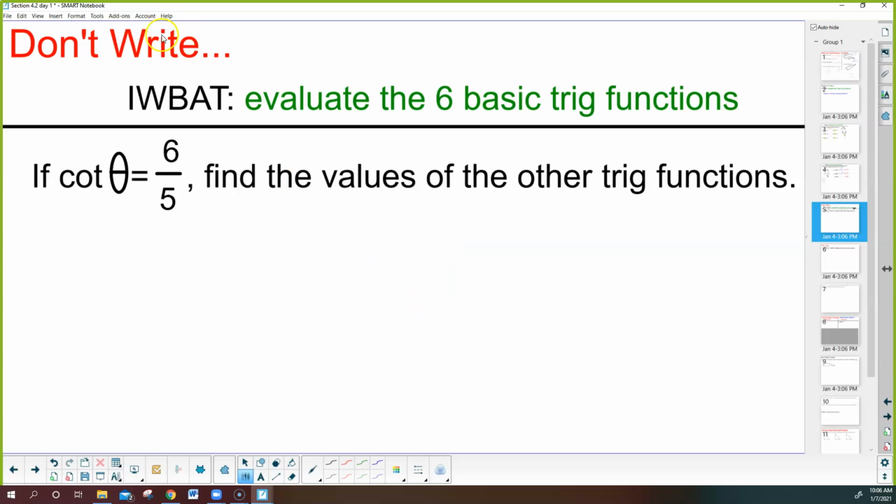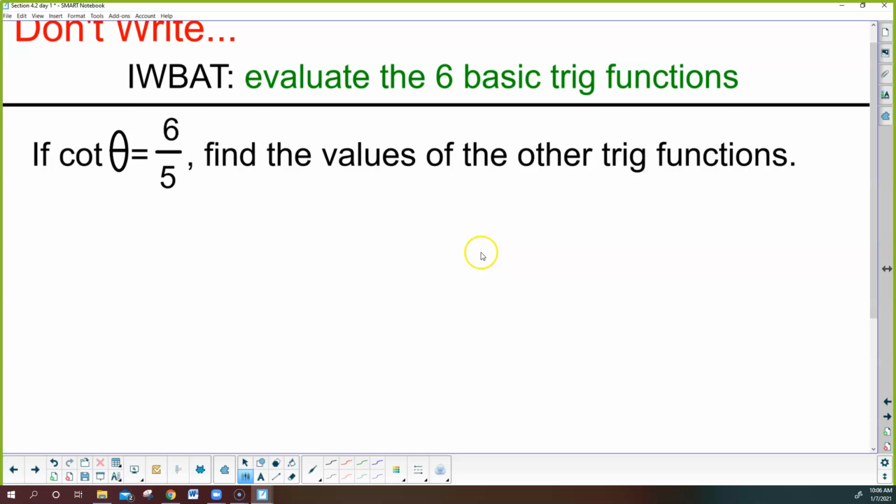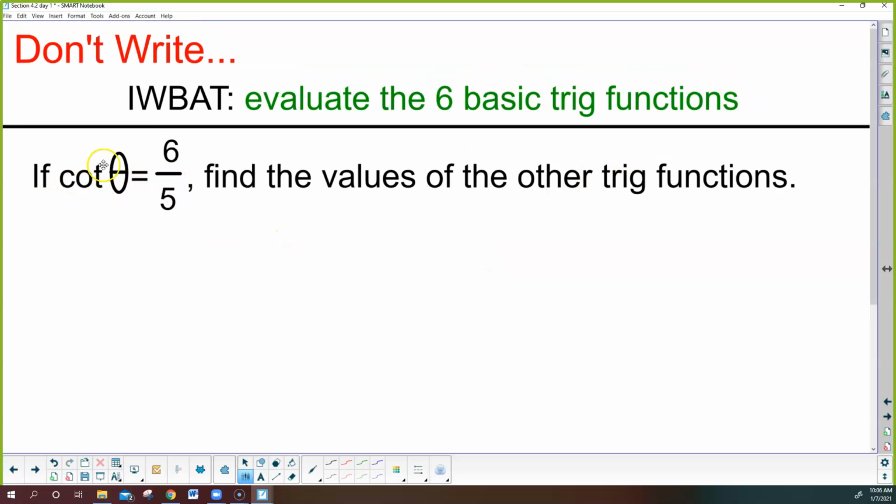Now, I want to go over this one really quick. I don't want you to write it. All right, so what I want you to do is take a look at what's given. They tell us the ratio of cotangent, and then they say find all the other trig values. Well, what I'm thinking of is this. What do I know? I know that sine, cosine, and tangent were all the ones that we had before, right? That was the opposite over hypotenuse. That's the adjacent over hypotenuse, and tangent was opposite over adjacent.